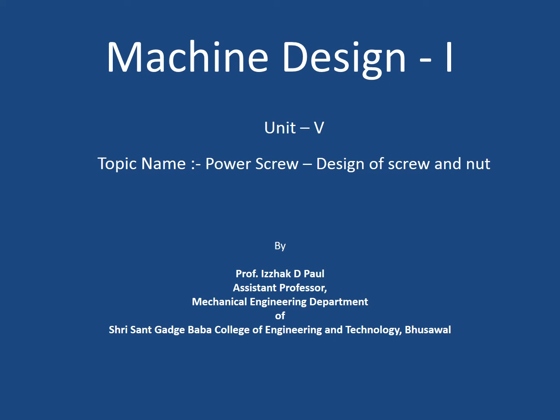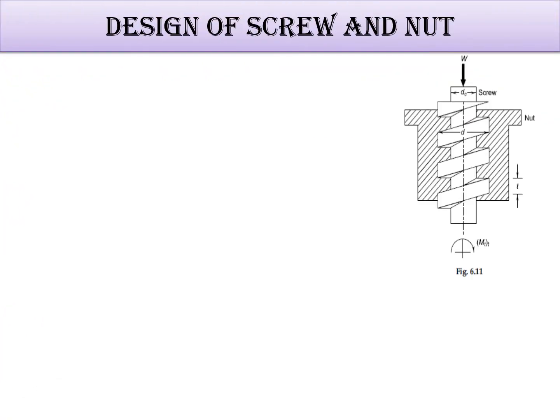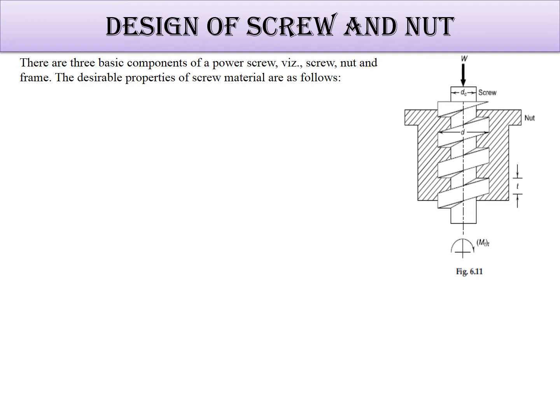Okay, the next topic is the design of screw and nut. In a power screw, we have seen that the screw, the nut and the frame are the important parts. So the desirable material properties are important, and even the design is important here. You can see here, this is the nut in which the screw is fixed, or you can say the screw is screwed in this nut.